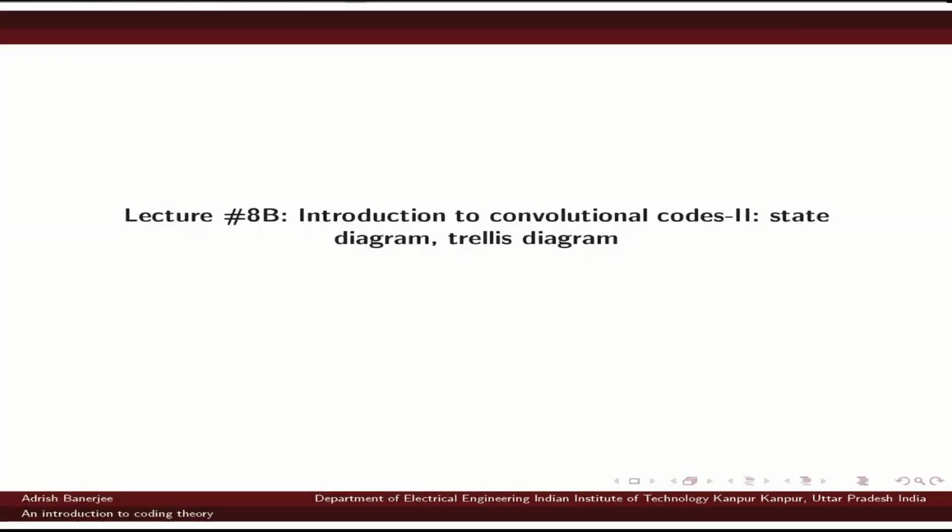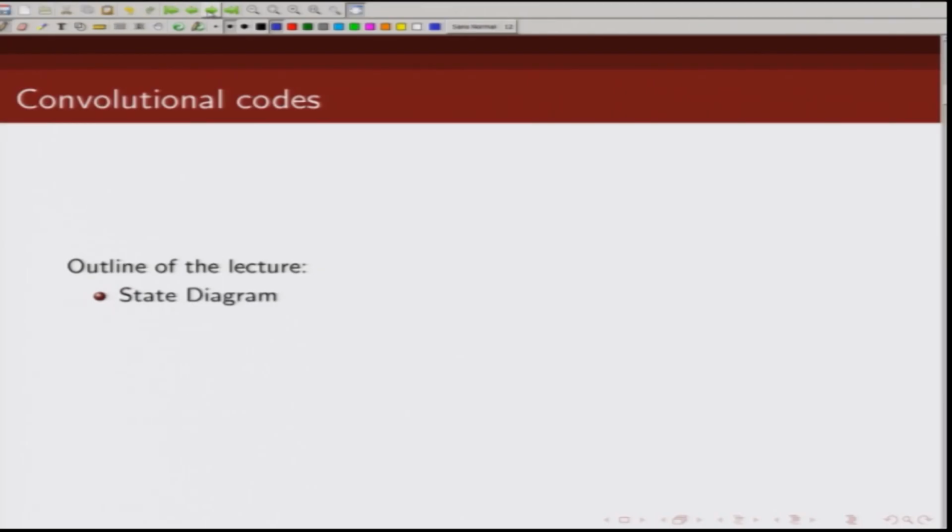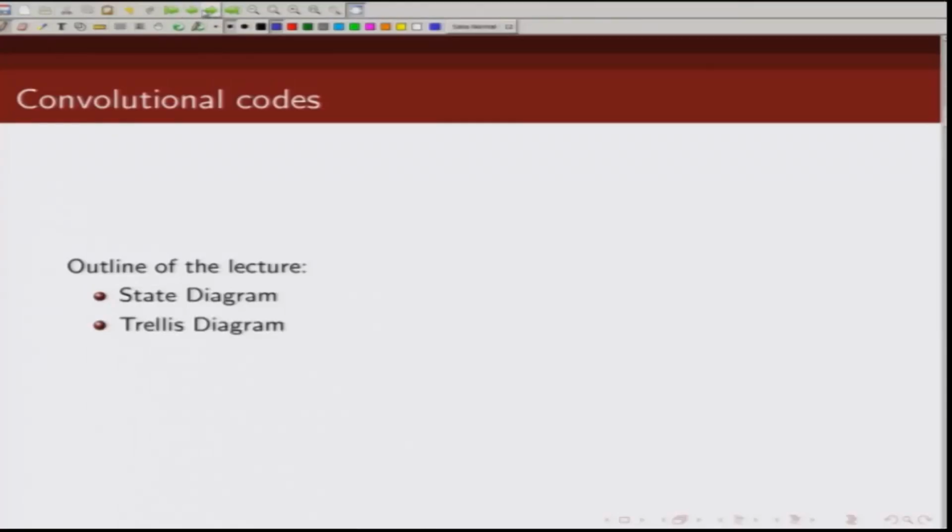Today we are going to talk about how to draw the state diagram and trellis diagram of a convolutional code. So, today's lecture deals with the state diagram and trellis diagram of a convolutional code. We will start this lecture with a description of how to construct the state diagram of a convolutional code, and then we will talk about the trellis diagram.